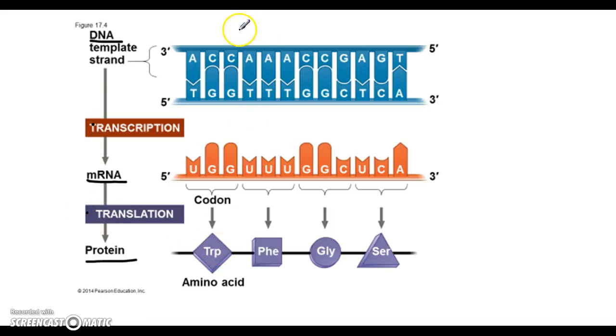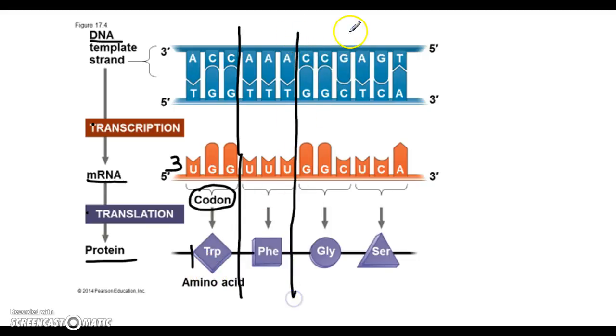And you'll see if I kind of draw a line down, each group of 3 in the DNA is going to code for a group of 3 in the messenger RNA. We call that a codon. Each group of 3 in the messenger RNA is a codon. And then that single codon is going to code for that one amino acid. So again, here's our 3 nucleotides, or the triplet that makes up the codon, and that gives us one amino acid.